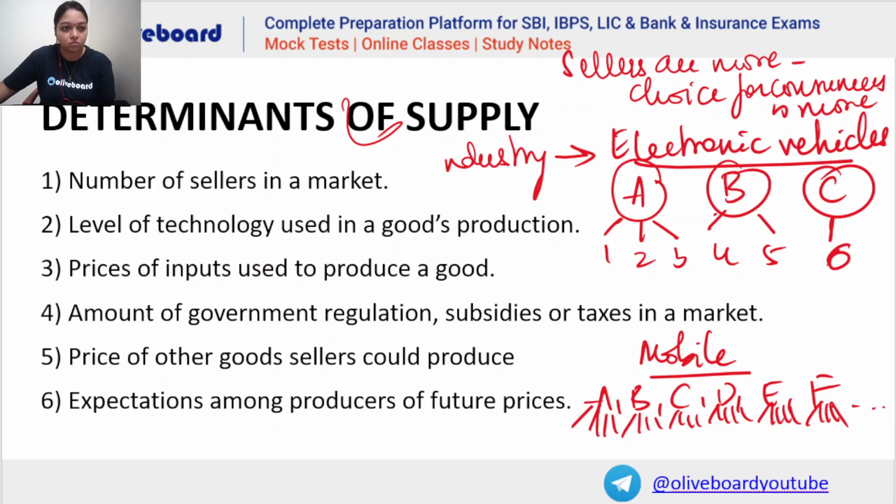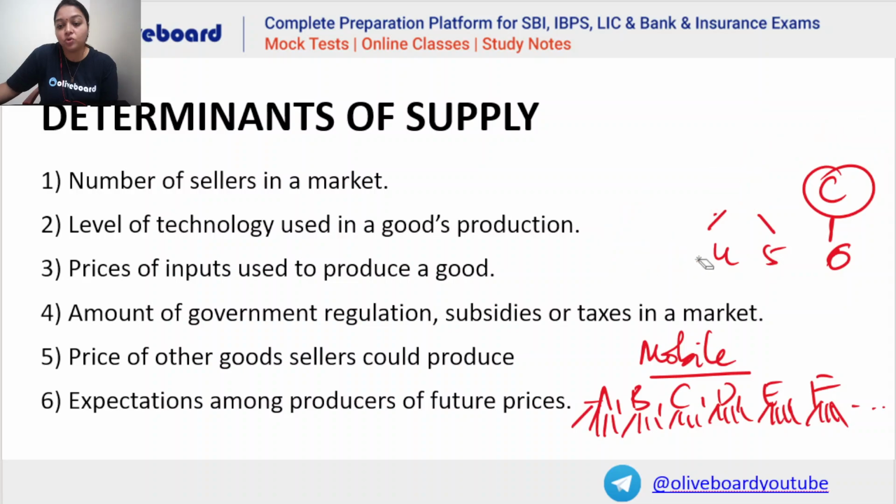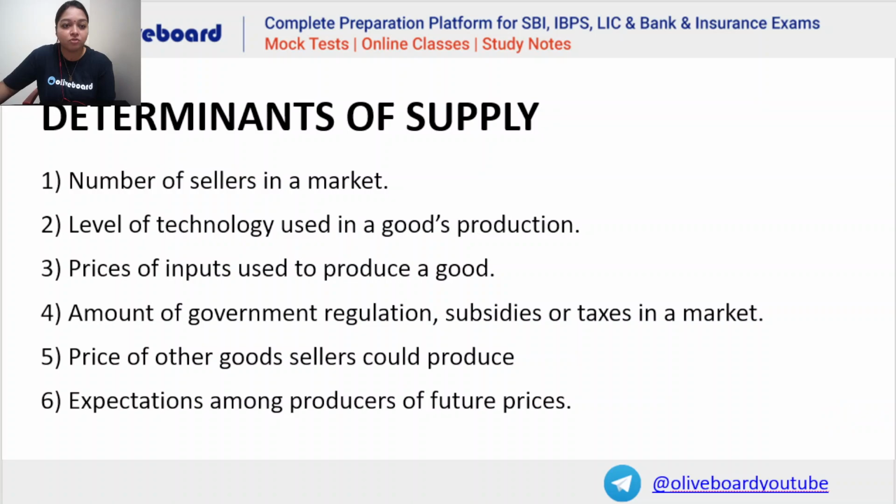Okay, so what is the next one? The next one is the level of technology used to produce the commodity. So it is obvious, if you are using very high technology to produce the commodity, you will be very efficient. When you are very efficient, your cost of production will be very less, right? And because your cost of production is very less and you are very efficient, you can produce more commodities per day or per unit of time. So when you can produce more commodities per unit of time, your output will be more. If your output is more, your supply will be more, right?